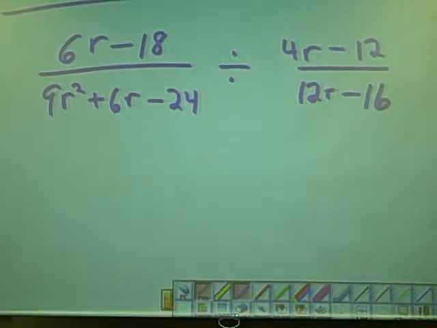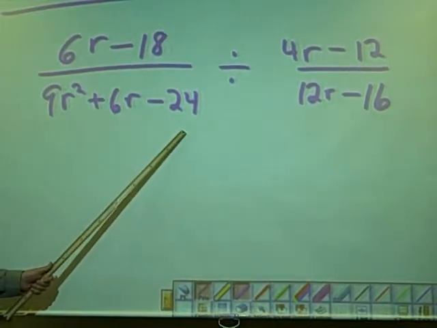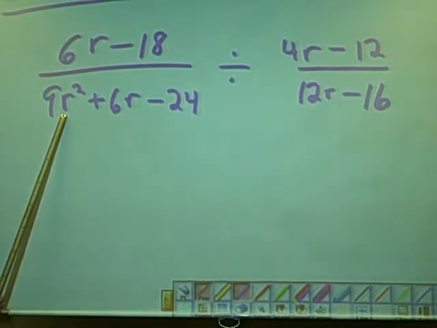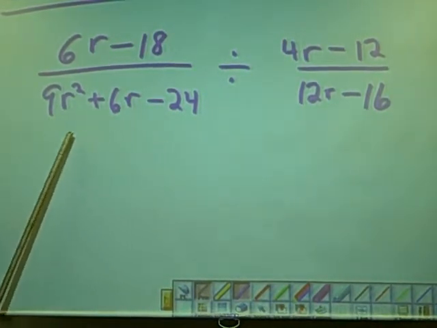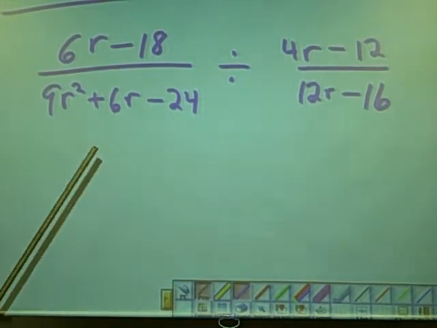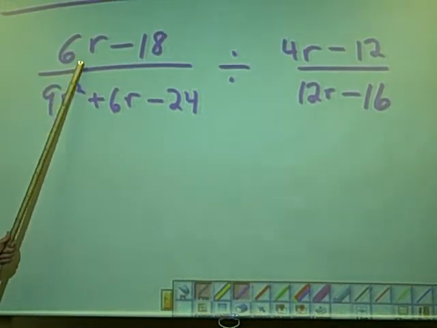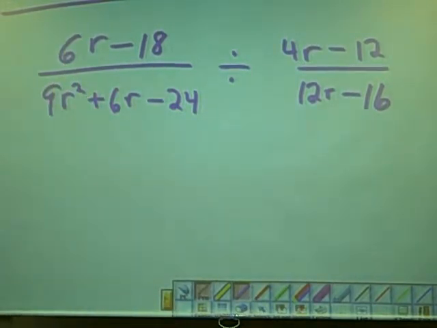Okay, go ahead and try that. Now this one here is a trinomial, right? So we have to factor it into two binomials, but these you can factor with common factors. Okay, so go ahead and try that. And if you have trouble with this last one, I'll help you with that. Go ahead and try to simplify that.